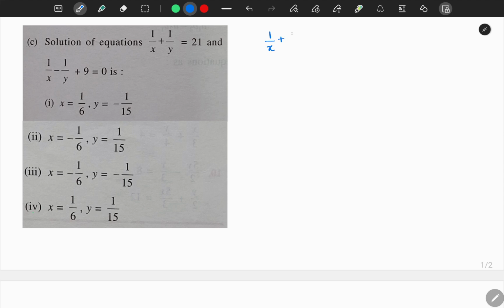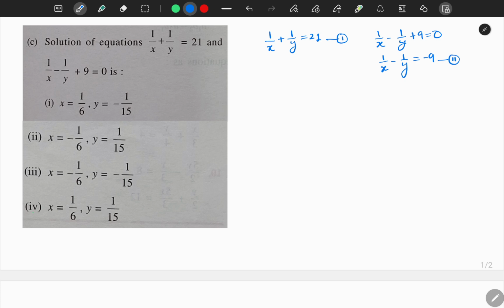1 by x plus 1 by y equals 21 and 1 by x minus 1 by y plus 9 equals 0. See, the equation 1 is in standard form, so I'll note it down as equation 1. But this equation here is not in standard form, so first I'll convert it to standard form. 1 by x minus 1 by y plus 9 equals 0; the plus 9 goes there in subtraction, so equals minus 9. Now it is in the standard form, equation number 2.